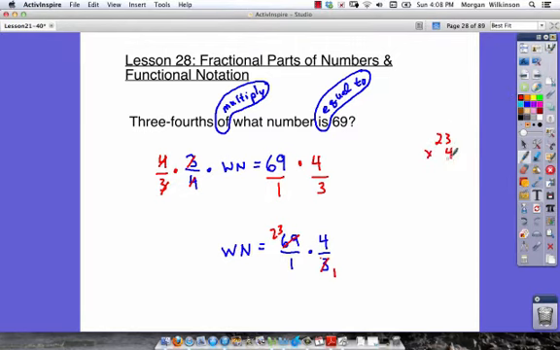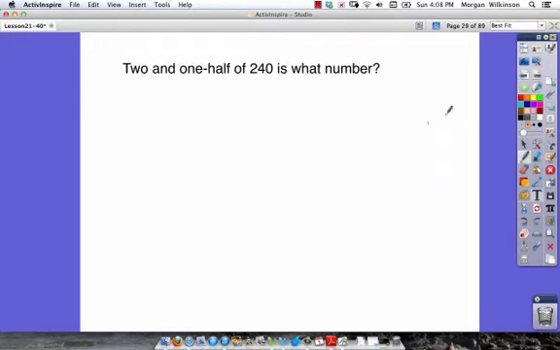You've got this with mental math already. That's fantastic. 4 times 3 is 12. We're going to carry the 1. 4 times 2 is 8, plus 1 gives us 9. We've got 92. So this is equal to 92 over 1, which is just equal to 92. And we're all done. We've got our final answer. We could say Wn is equal to 92. Let's go ahead and move on to our next example.